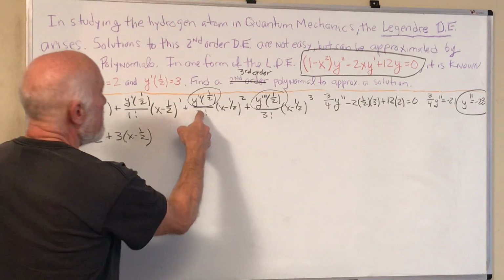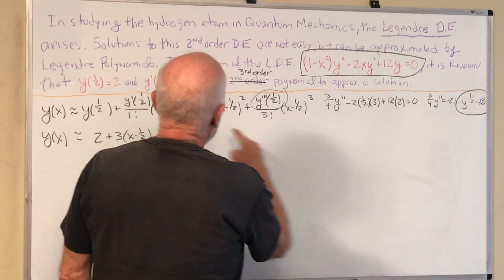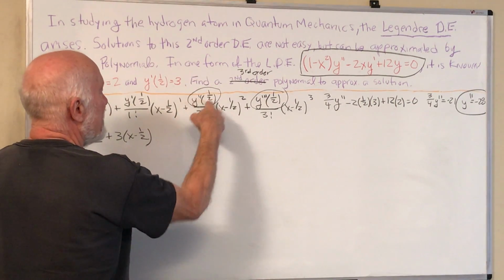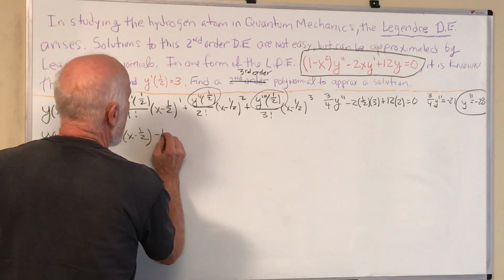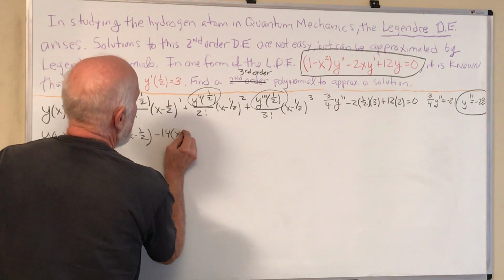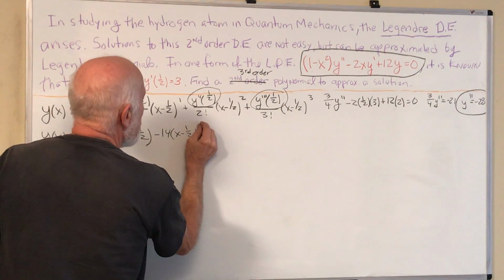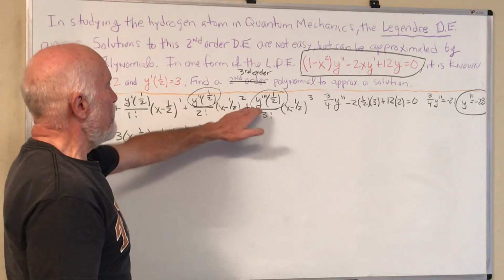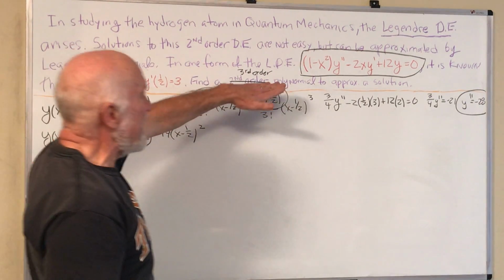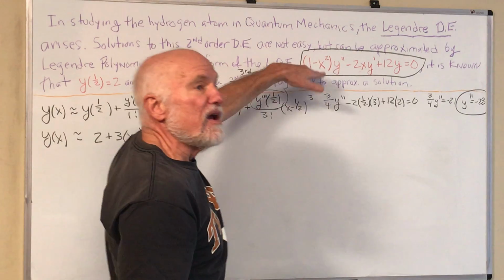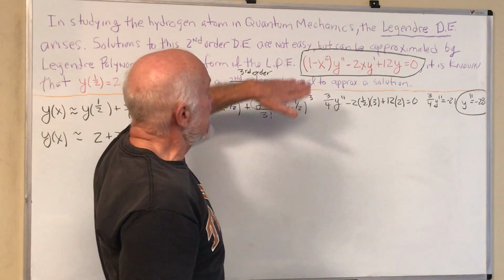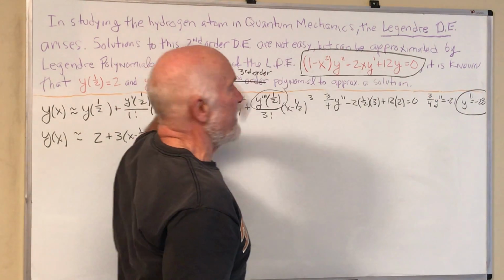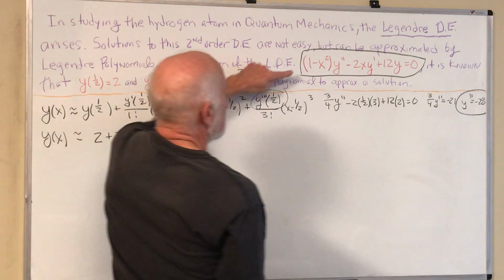Now we've got y double prime. It's negative 28. So this makes this negative 28 over 2 factorial. And we only have one more thing to get. We need the third derivative. Well, you can't get the third derivative from here, but we could take the derivative of this implicitly. So let's do it.